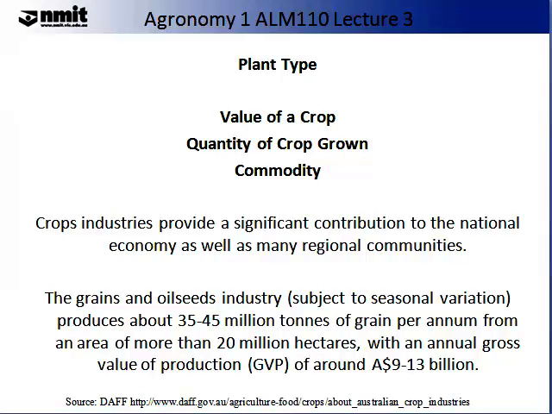It is important to understand that cropping is a commodity. In this section, we are going to look at the value of a crop, the quality of a crop grown, and its relationship with commodity.